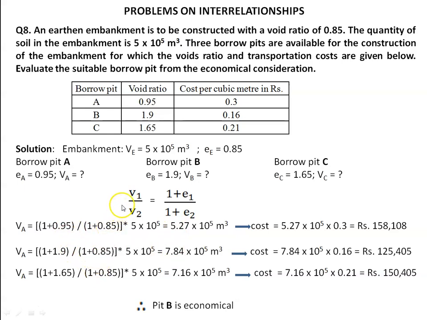So we can always compare with the volume of embankment soil and void ratio of embankment soil, and then we can estimate the volume of soil required from each borrow pit. After calculating the volume, we can multiply with the cost per cubic meter so that we can get the total cost. For all the 3 pits, we can estimate the total cost that is required so that we can compare which is economical. From all these 3 values, we can make out that pit B is economical.